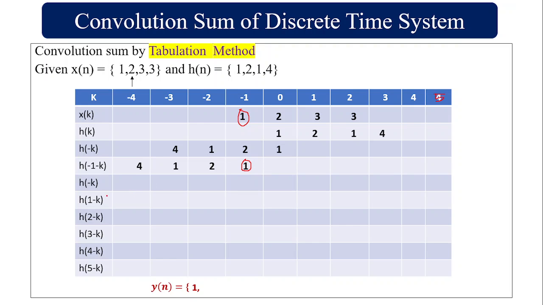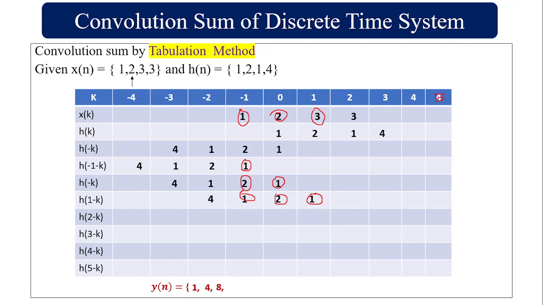Now h of 0 minus k into x of k, right? So here this is your 0 minus k. Now I have to multiply these two. So 4 into 0, 1 into 0, then again 2 into 1, then 1 into 2. So 2 into 1 is 2, and 2 into 1 is 2. So 2 plus 2 is 4. Again h of 1 minus k I have shifted, and then now I have multiplied. So 4 into 0 is 0. Again 1 into 1 is 1. Then 2 into 2 is 4. So 1 plus 4 is 5. Then again 1 into 3.